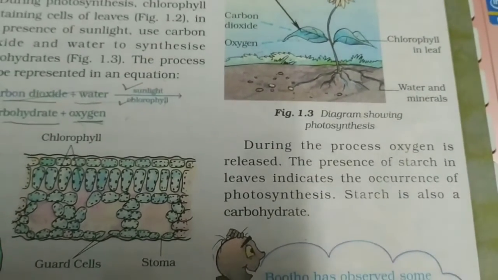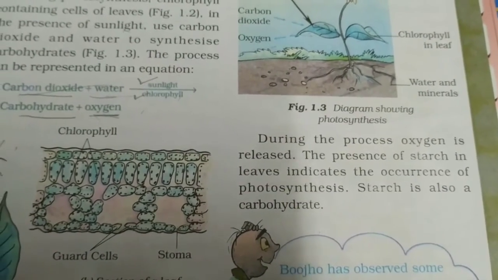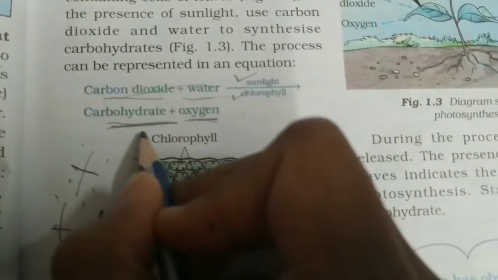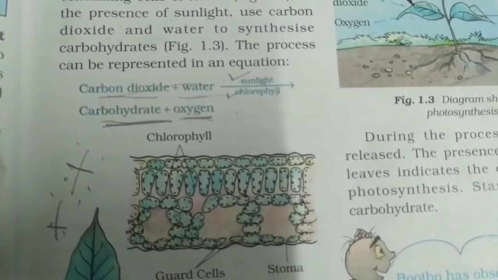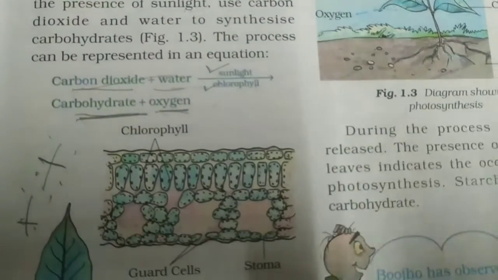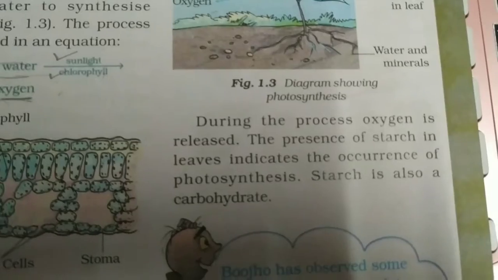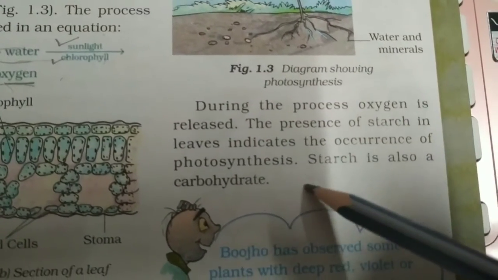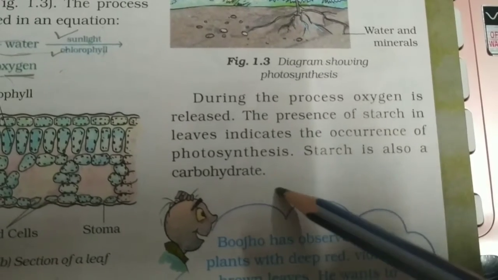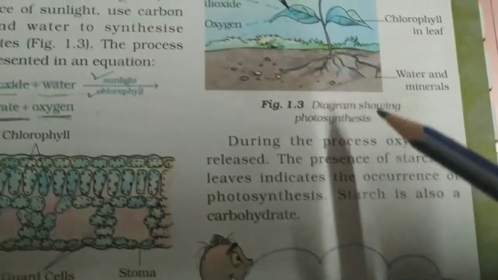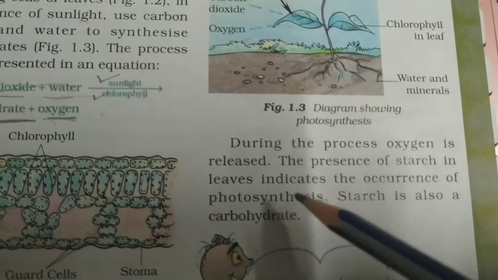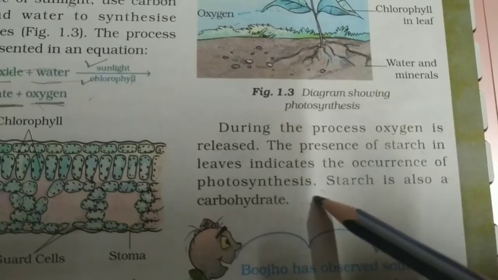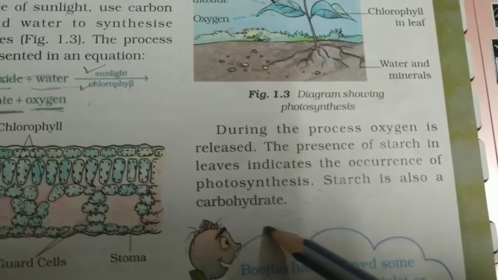The presence of starch in the leaves indicates the occurrence of photosynthesis. Starch is nothing but carbohydrates. So if there's starch in the leaves, it means that the process of photosynthesis had taken place, right? That's why the presence of starch in leaves indicates the occurrence of photosynthesis. Starch is also a carbohydrate. So by seeing the presence of starch, you get to know whether photosynthesis has taken place or not. Starch is also a form of carbohydrate, guys.